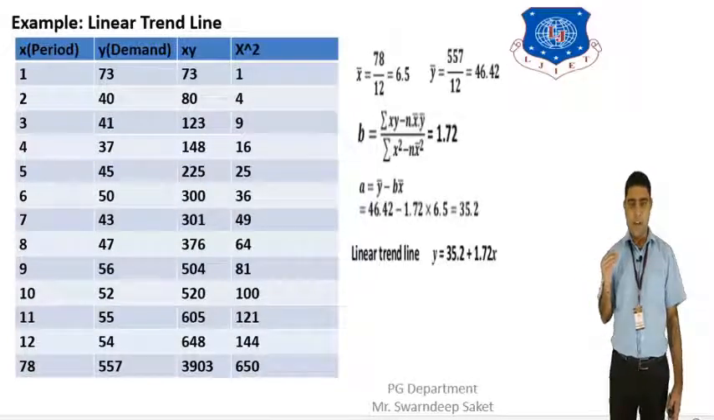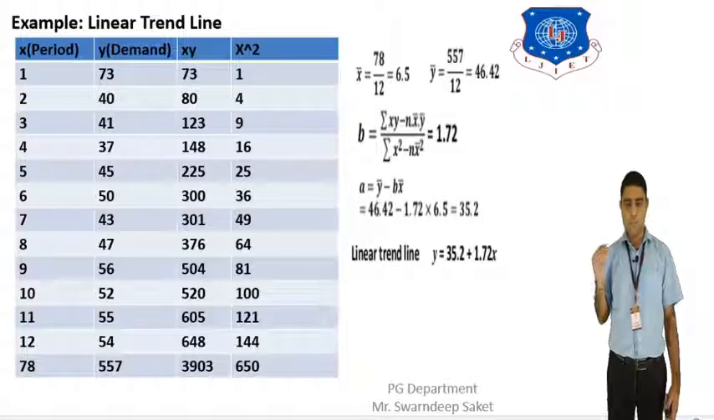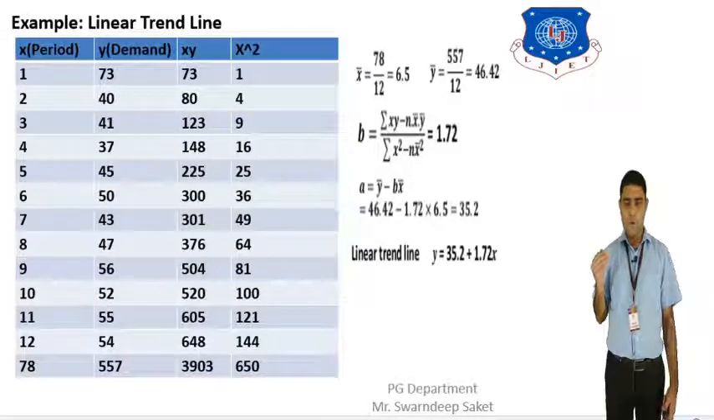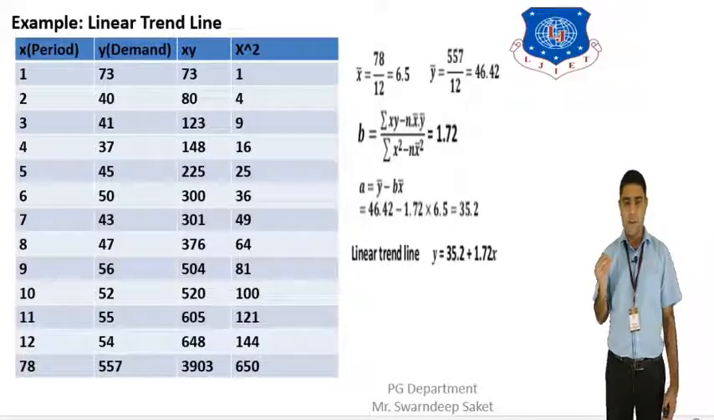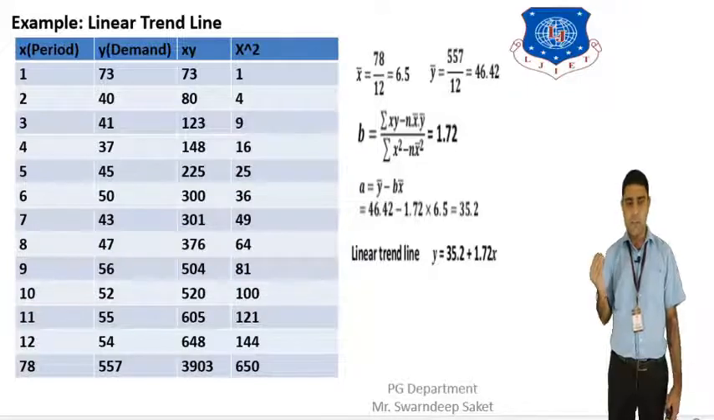So the linear trend line is y is equal to a plus bx. So that is y is equal to 35.2 plus 1.72 x. So for calculating the value of x is equal to 13, we get 45.72. That is the forecast value of y in the demand line for the linear trend line. So this is the example of how we can calculate using the double smoothing method for linear trend.